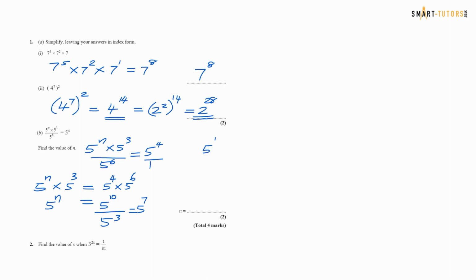So 5 to the power n equals 5 to the power 7 means n equals 7, because the bases are equal, so the powers are equal, so n equals 7.